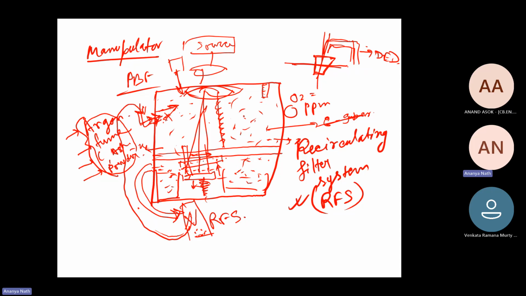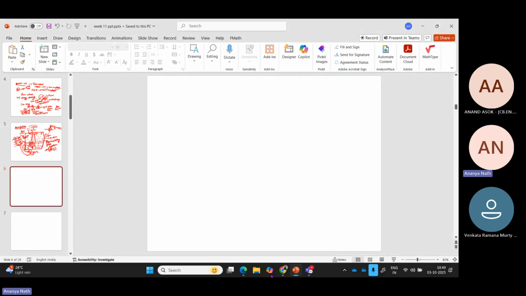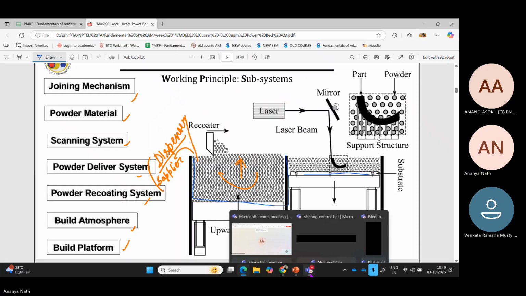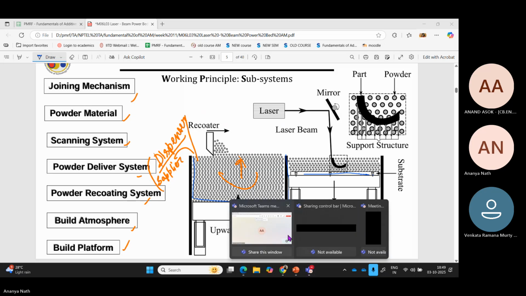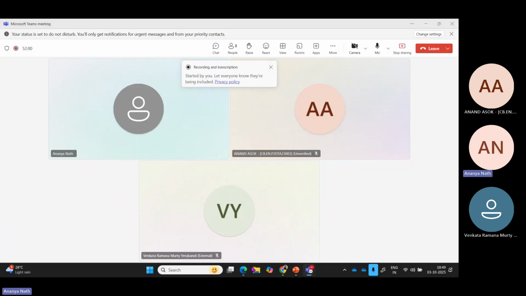If you have any doubt, you can ask me in between. So this is one of the major differences between DED and PBF. PBF has this RFS system because PBF is operated in a controlled closed-door environment, whereas DED is often operated in an open environment. So these are all the important points about LPBF that I wanted to discuss. Now let's go back to my slides. If you have any doubt in between, you can ask me.